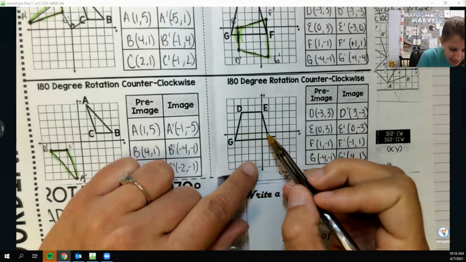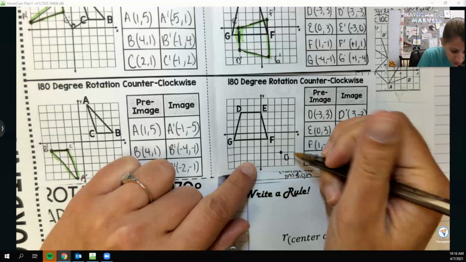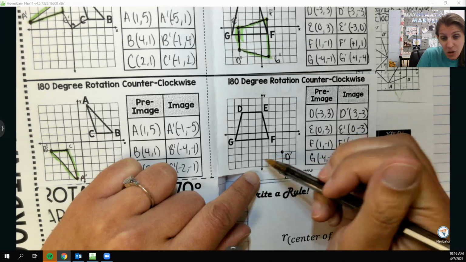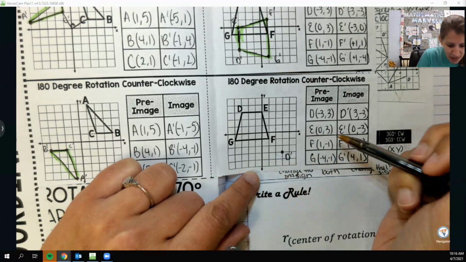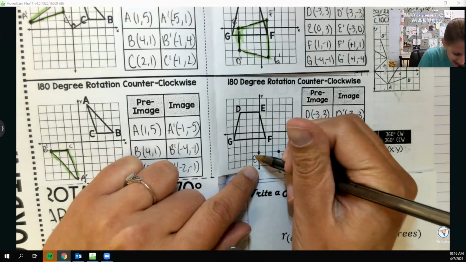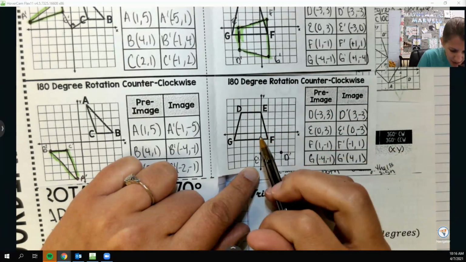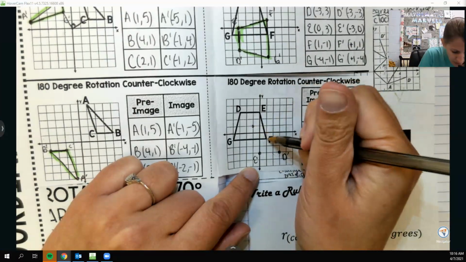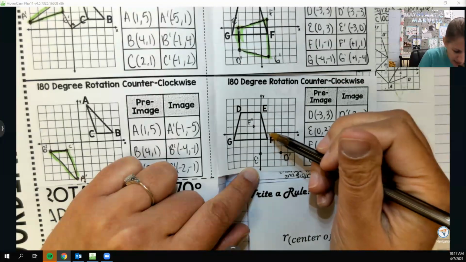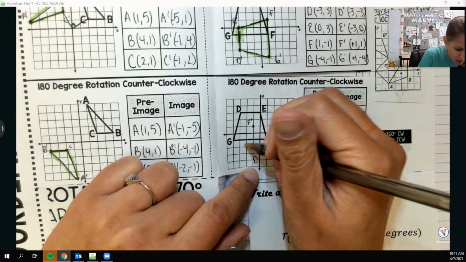So D prime is at 3, -3. Which I feel good about. It moved 2 quadrants. Now I'm just hoping that when I plot E, it's making a straight line with D on the bottom. So E prime is at 0, -3. Oh my goodness, yay. So we get that flat line at the bottom now rather than the top. And then F prime is going to be at -1, 1. And again, I feel good about that. It moved 2 quadrants. And then G prime is at 4, 1. So again, getting you that flat line right there, the longer one now at the top.